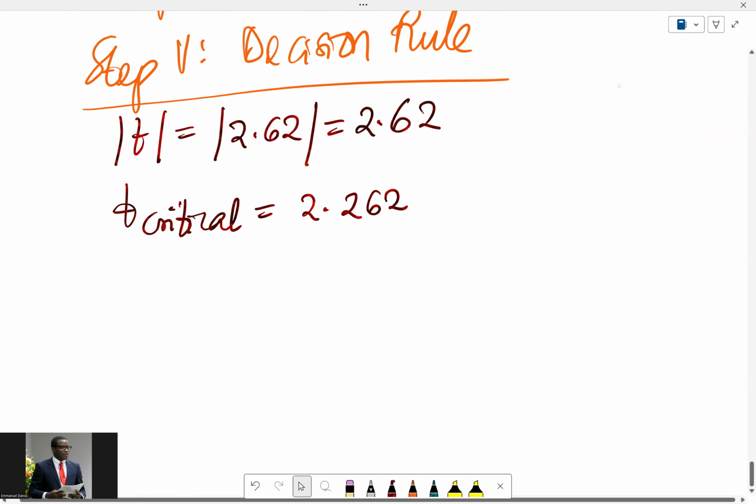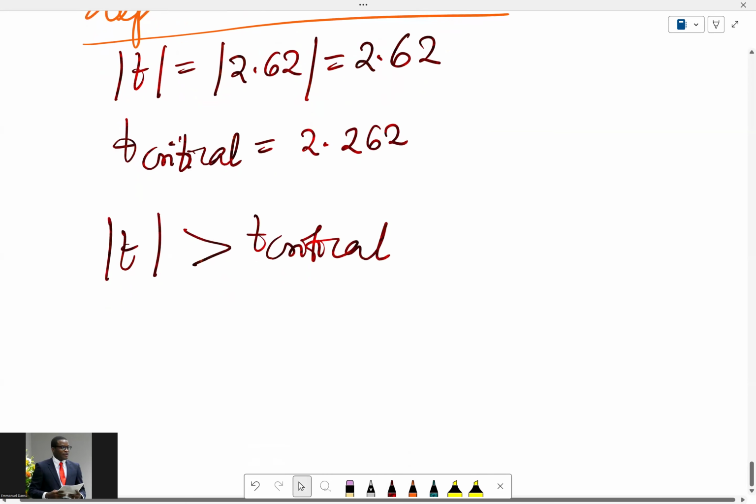So here we see that the absolute value of the test statistic is greater than the T critical, that is the critical value, which is 2.262. So in that case, since the calculated value is greater than the critical value, we have to reject, because for us to accept the null hypothesis, the calculated T has to be less than or equal to the critical T from the table. So here we reject the null hypothesis.